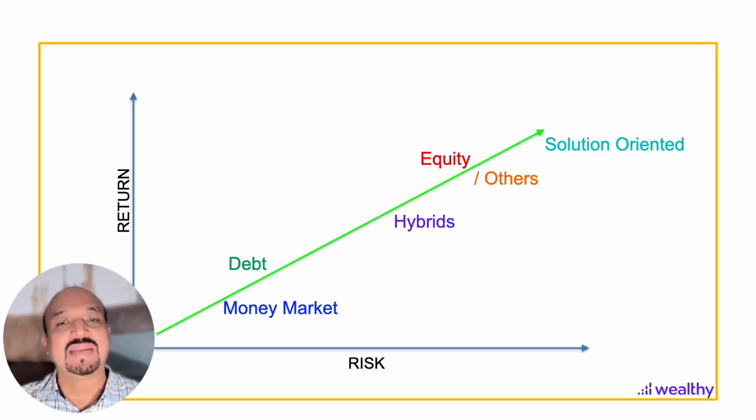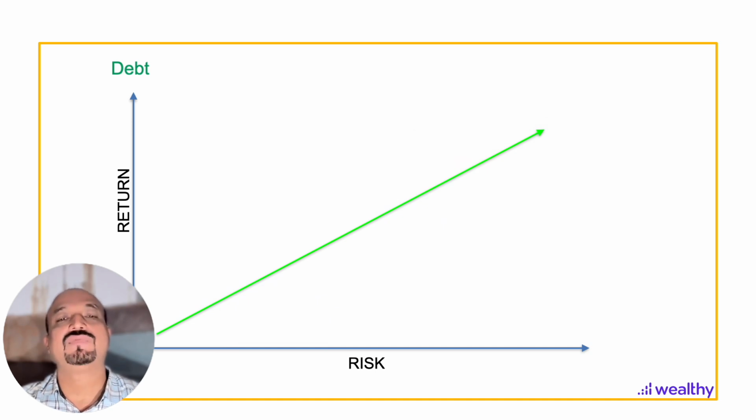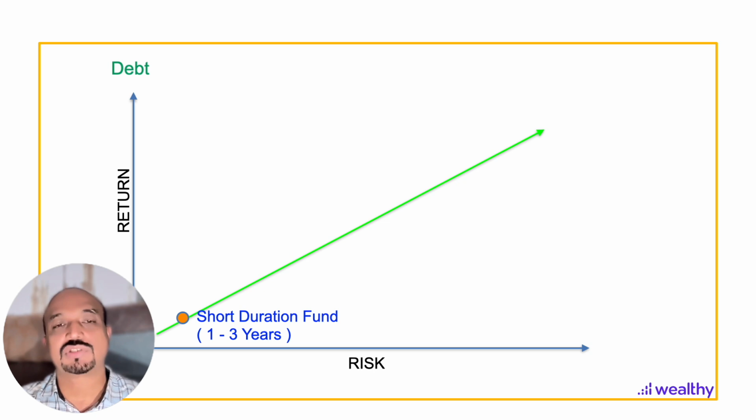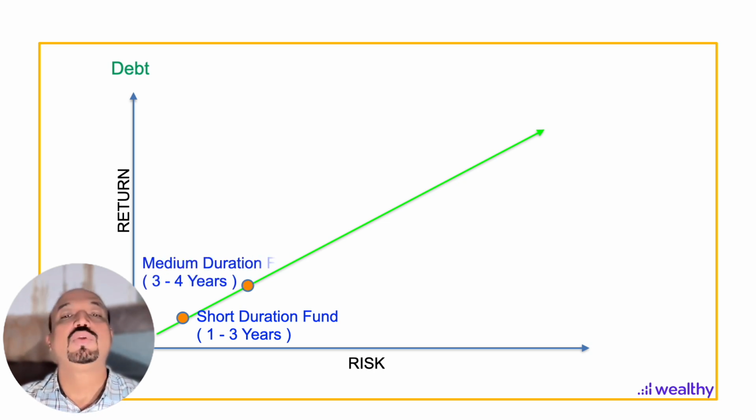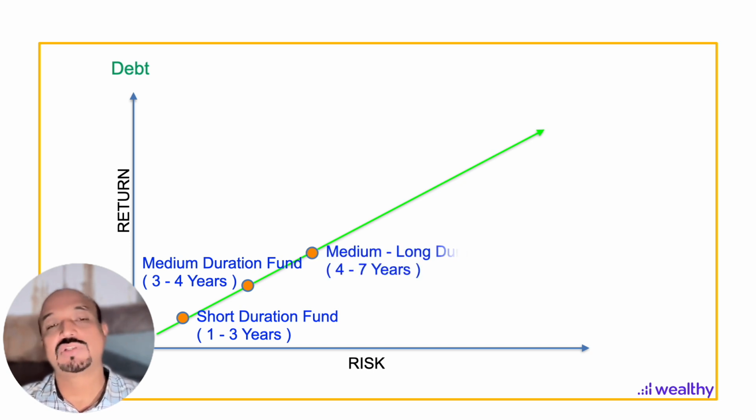Next, you have the debt funds. In the debt funds, the first one in the category is the short-term fund, which is typically for a period of 1 to 3 years. Then it takes into consideration the mid duration fund, which is a 3 to 4 years portfolio. Then you have medium duration, where the Macaulay duration will remain between 4 to 7 years. Then you have portfolios which are long duration, for about 7 years tenure investments.